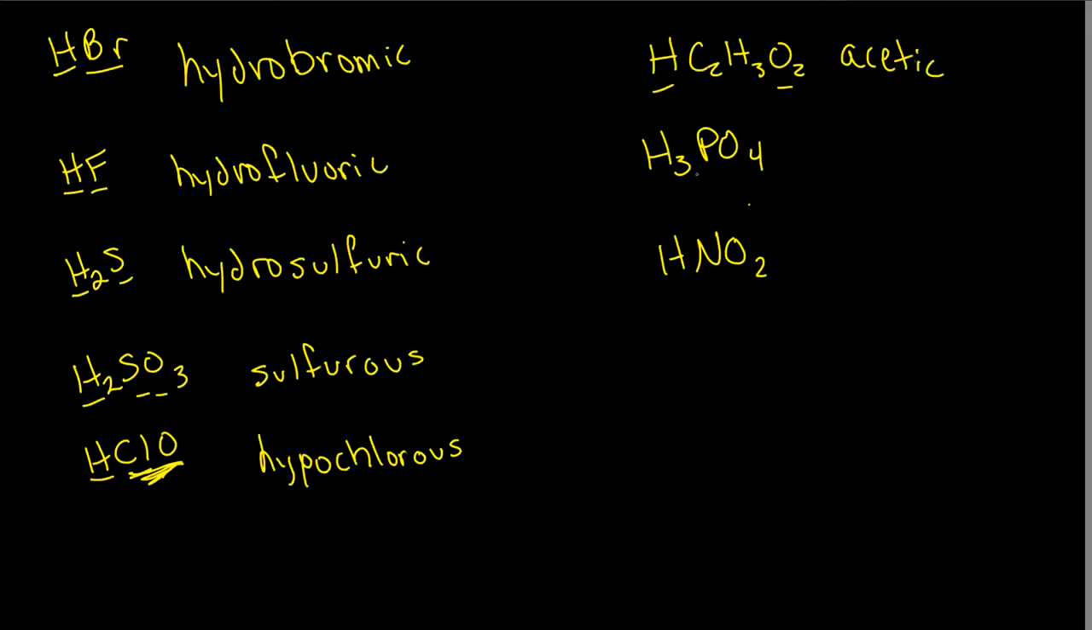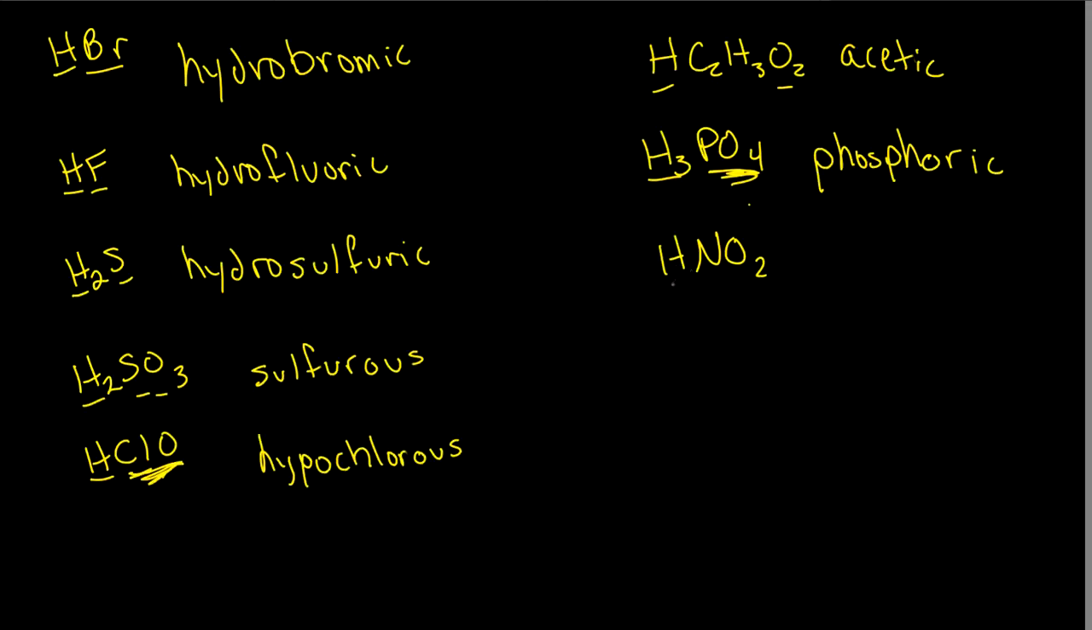Next example, H3PO4. Ternary acid, got H in the front, three elements, one being oxygen. We do not name hydro. We go straight to that polyatomic ion. PO4 is phosphate. So we got to change the ATE ending to IC. Now, phosphorus is one of those exceptions. It has a little bit of its original name added back to it. So I'm going to add back the O and R. Then I'm going to add IC. So H3PO4 becomes phosphoric acid.